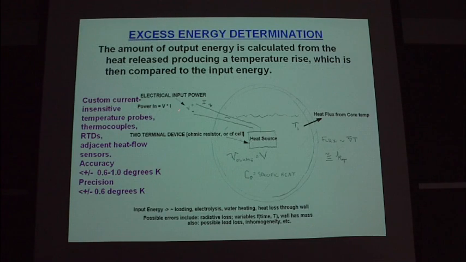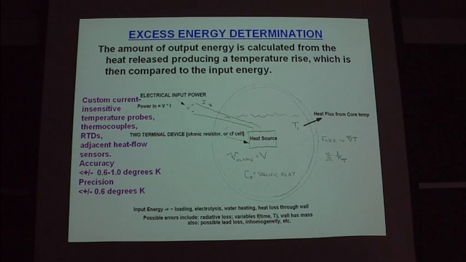So, how do we determine it? In the best systems we use isoperibolic calorimetry. And that means that we have two wires going into our heat source. We're going to call the entire cold fusion cell the heat source, and we're going to treat it as a two-terminal device. So we have essentially a DC current going in, a voltage across it. Therefore, we can calculate the power as voltage times current, and the energy is voltage times current integrated over time.